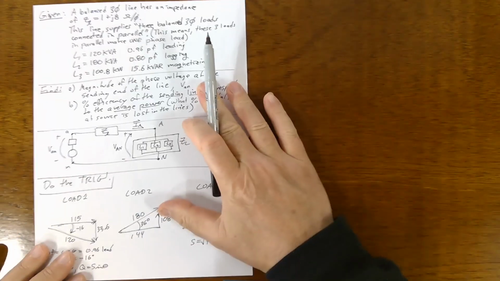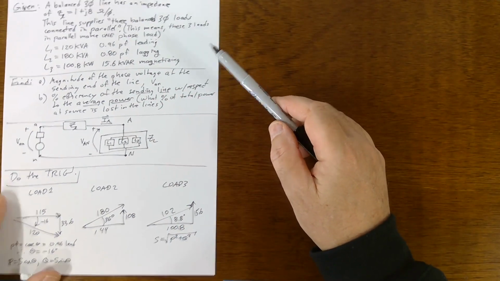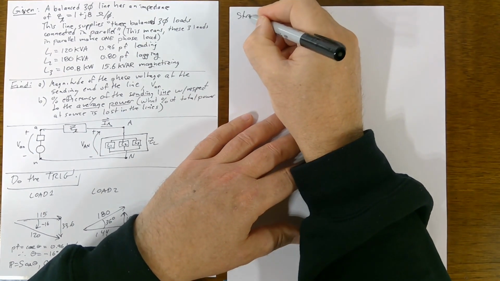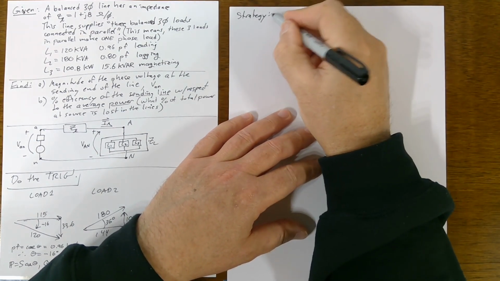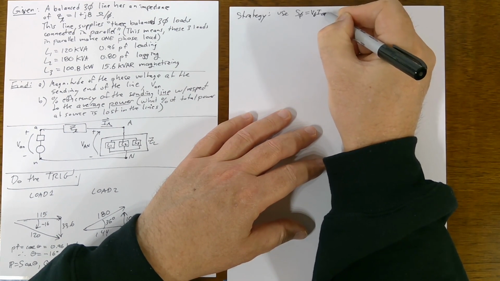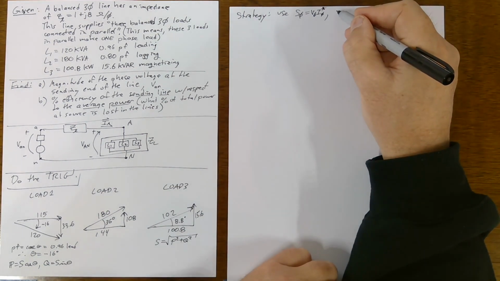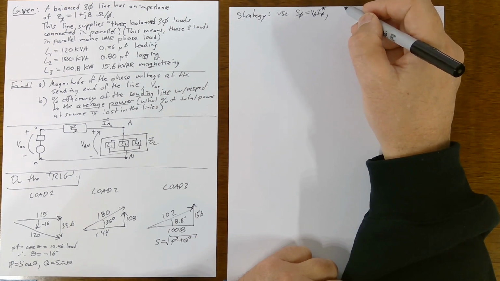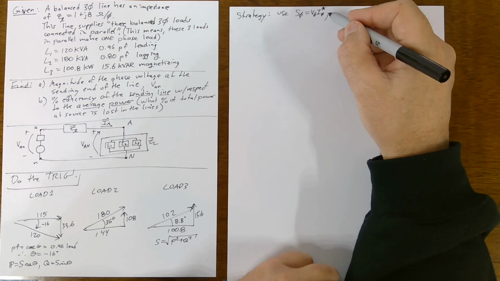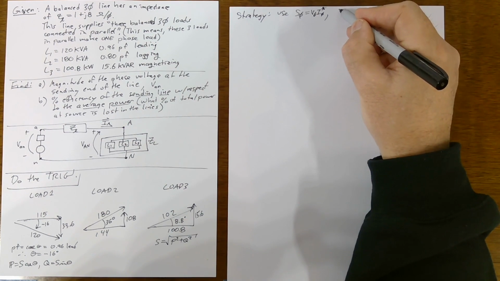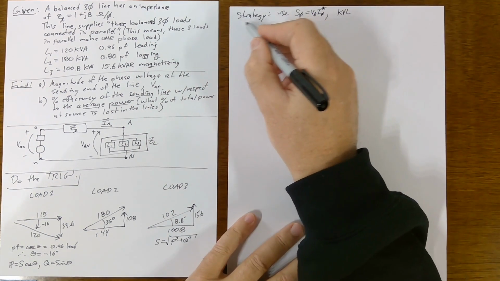Okay, so that's what's going on. Our strategy is we're going to use S per phase is V phase times I phase conjugate. Use that, and then we can use, is it Ohm's law? Probably, right? Let's see. We're going to use Ohm's law, probably. And then there's going to be a KVL in there. Yeah, okay. That's the strategy.